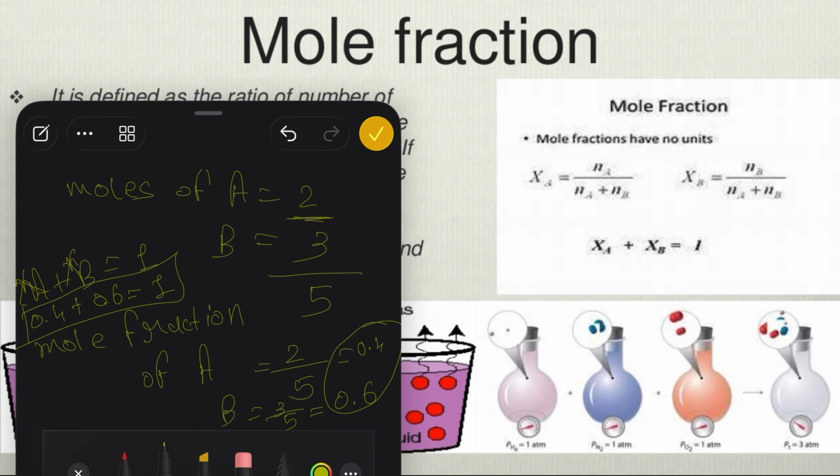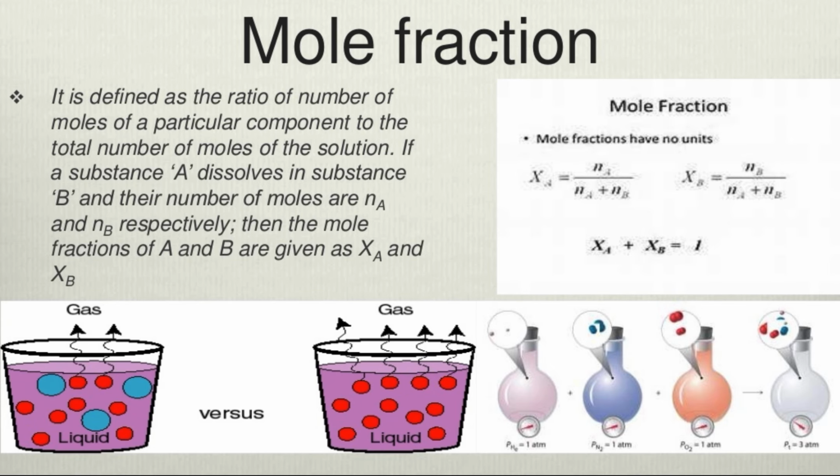Every time we get this number. Even if you have more than two substances dissolved in your solution, the total of all mole fractions is 1. You must remember, if you get the mole fraction of A as 0.4, then 1 minus 0.4 gives the mole fraction of B, which is 0.6. It's very easy at exam time. Let's go to the next.